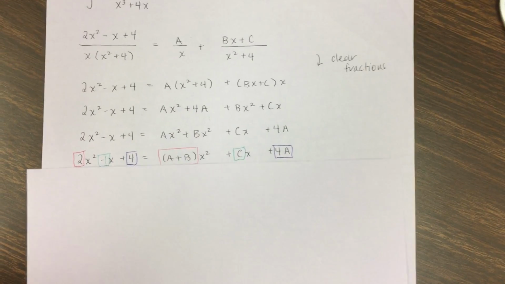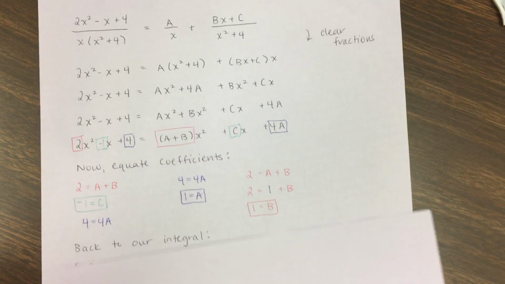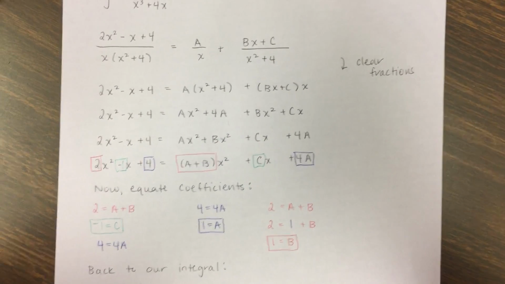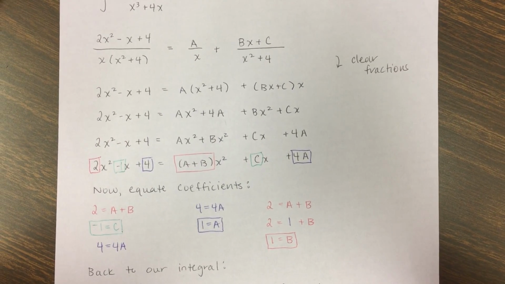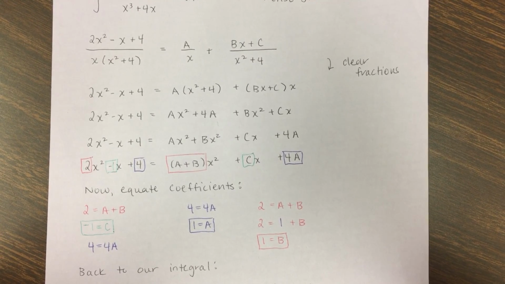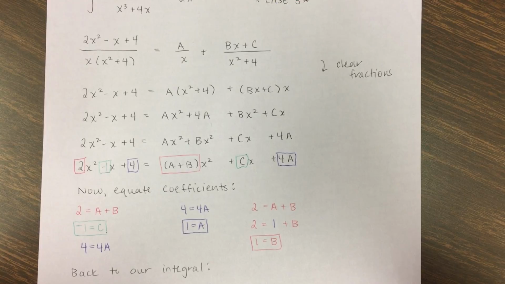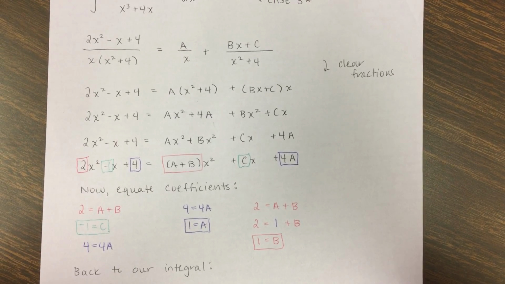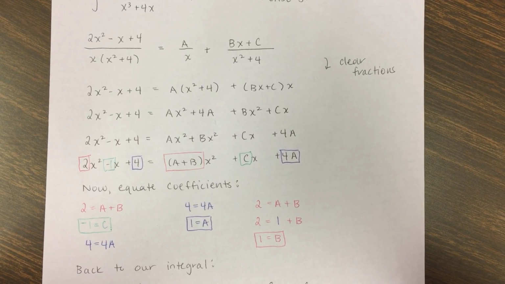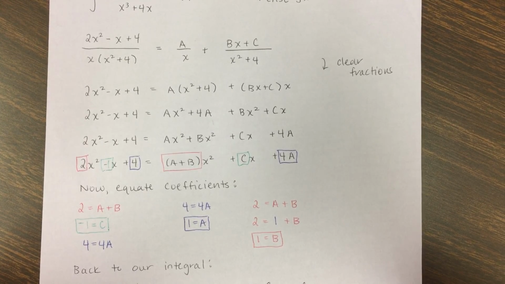So I write my system of equations equating my coefficients, and I'll get the following. 2 equals a plus b, -1 equals c is automatically solved for, 4 equals 4a. So I can get out a by dividing by 4, and then I can plug that back in, and I can get out b as well. So now I know that -1 is equal to c, 1 is equal to a, and 1 is equal to b.